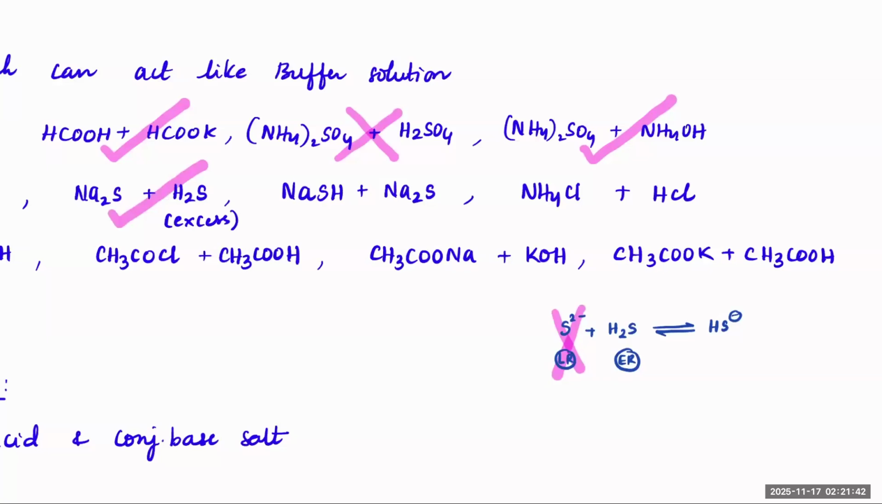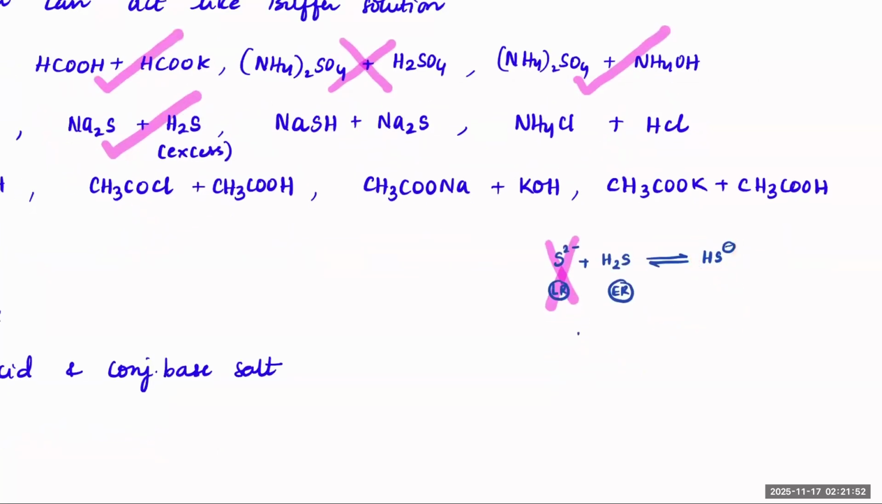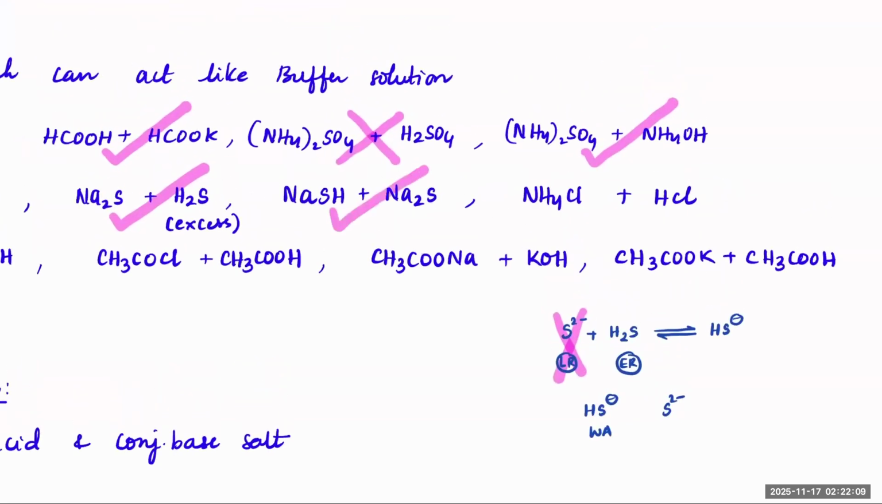Likewise, NaSH. NaSH is HS minus. HS minus is a weak acid, because it still has one hydrogen present with it. And S2 minus is a conjugate base of this weak acid, correct? So this combination also perfectly fits. So this is also an acidic buffer.